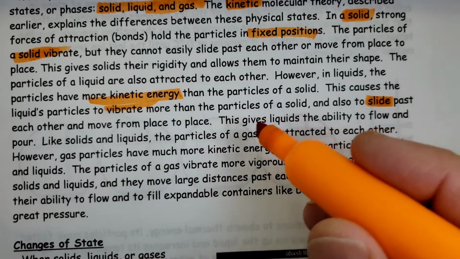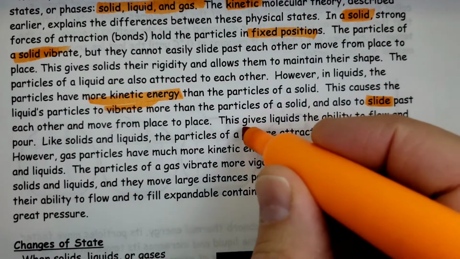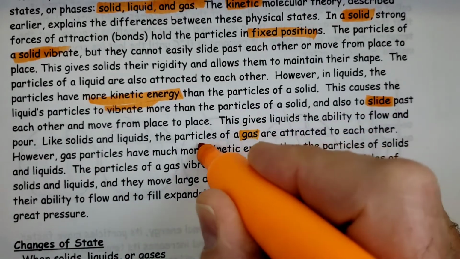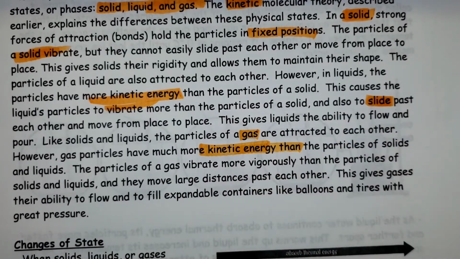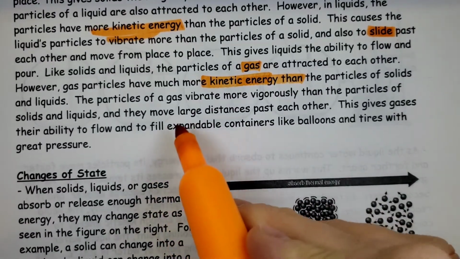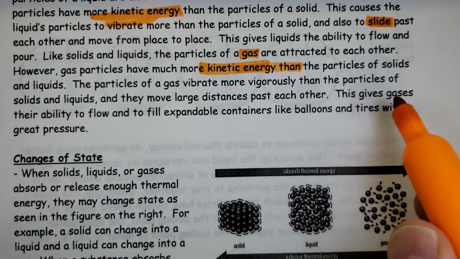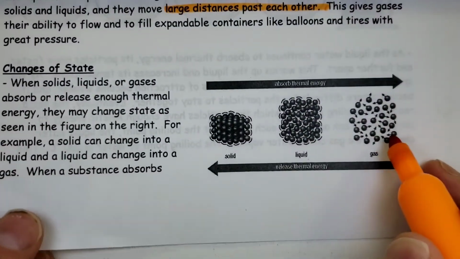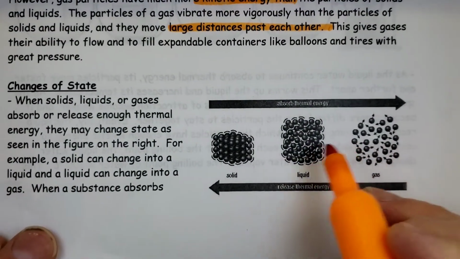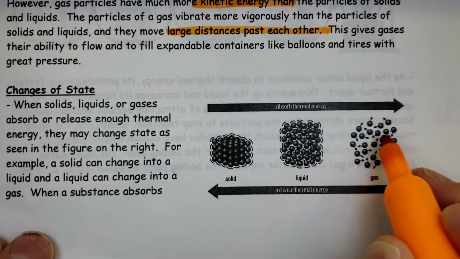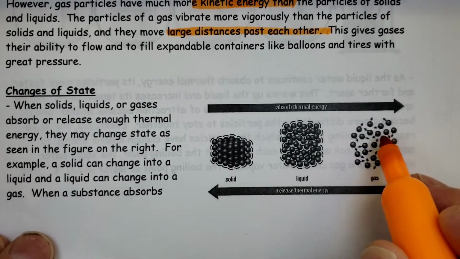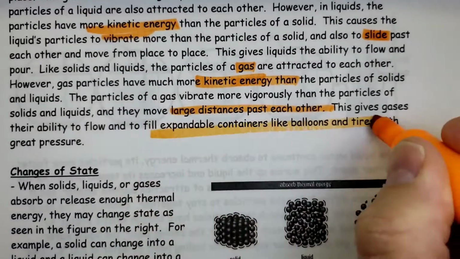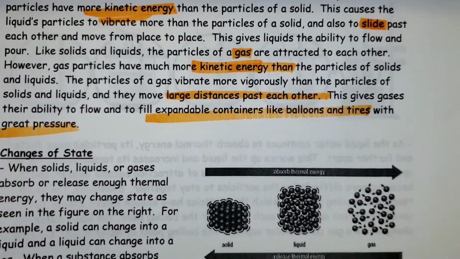Like solids and liquids, particles of gas are also attracted to each other. However, particles have even more kinetic energy, or moving energy, than solids and liquids. The particles of a gas vibrate more vigorously than particles of a solid and liquid, and they move large distances past each other. So it has to do with how close they are to each other. So gases are further apart, and they can expand and fill their containers.